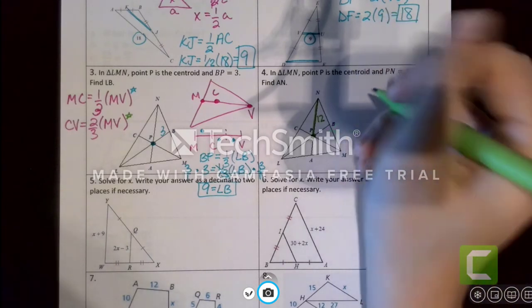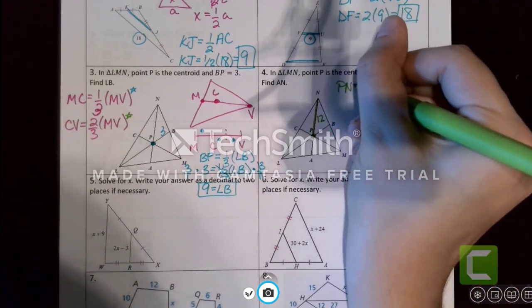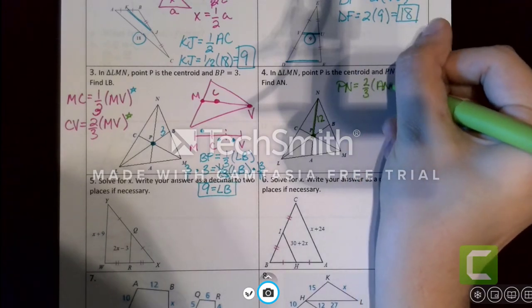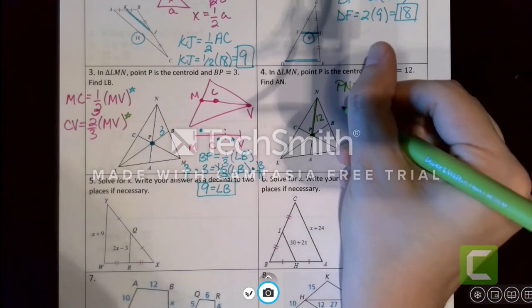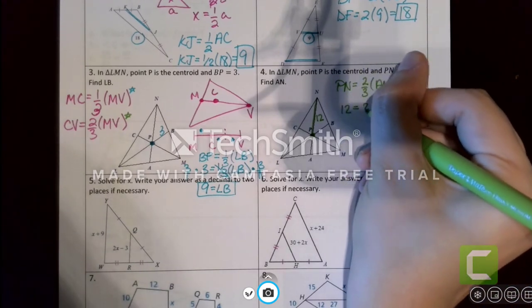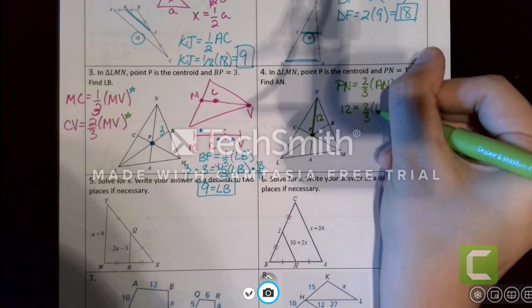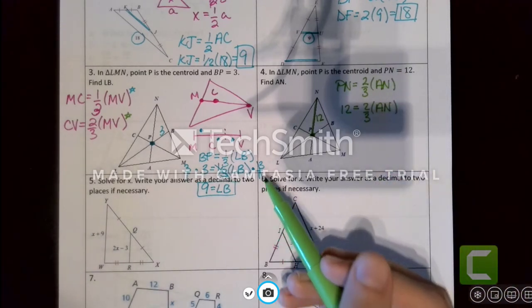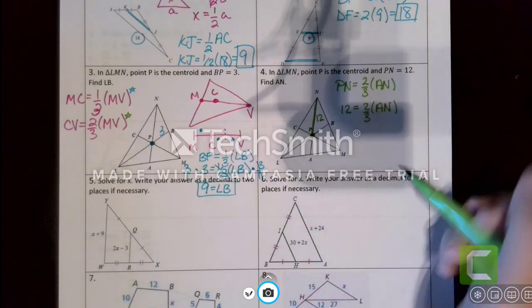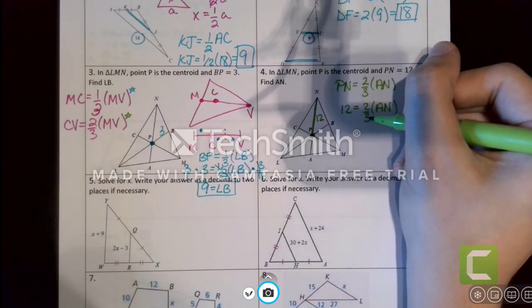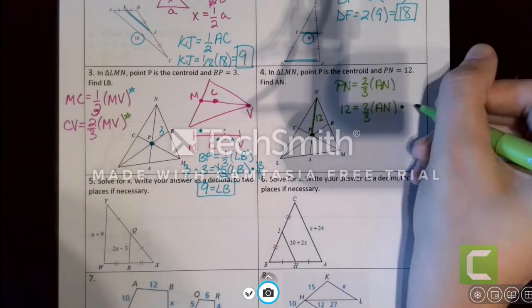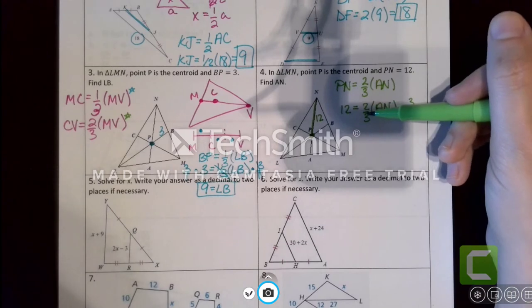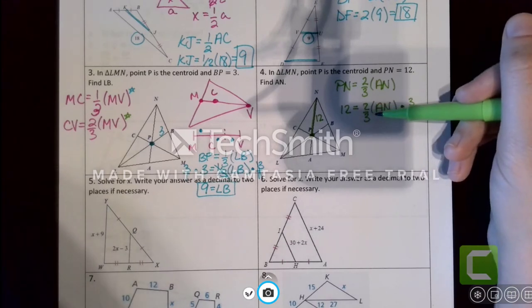Write in what you know, that PN is equal to 2/3 the length of AN. And we're told that PN is 12, so 12 is equal to 2/3 of the measurement AN. Just like in number 3, I'm going to have to multiply by the reciprocal. Since this fraction is written as 2/3, that means my reciprocal is 3/2. Again, when we're talking about reciprocal, we're talking about the flip of the fraction.